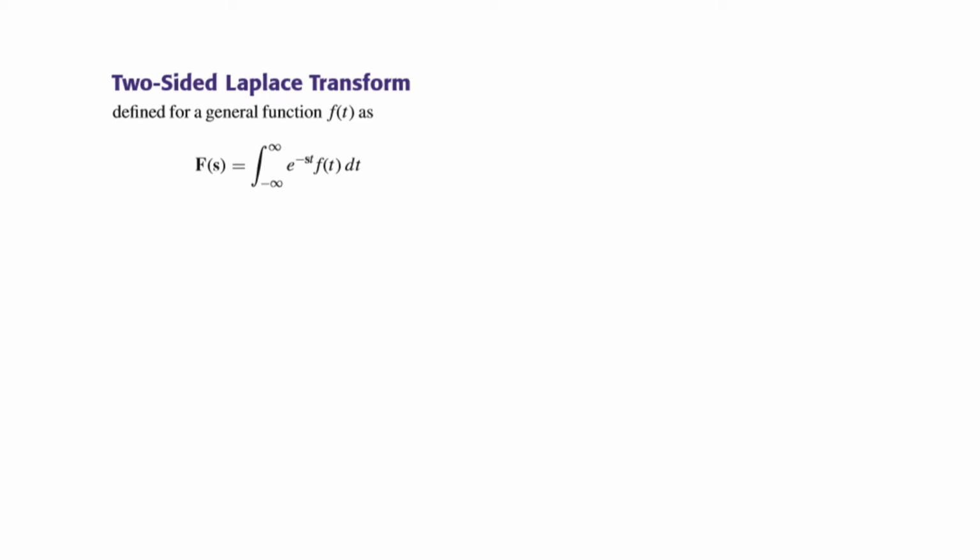Now let's go through the definition. The two-sided Laplace transform is defined for a function f(t) as the integral from minus infinity to plus infinity of e^(-st) f(t) dt, and the one-sided Laplace transform is defined from 0 or 0 minus to infinity. So you can see the difference. This one starts from negative infinity going to positive infinity, whereas this one starts from 0 to infinity, and the rest of the terms remain the same.